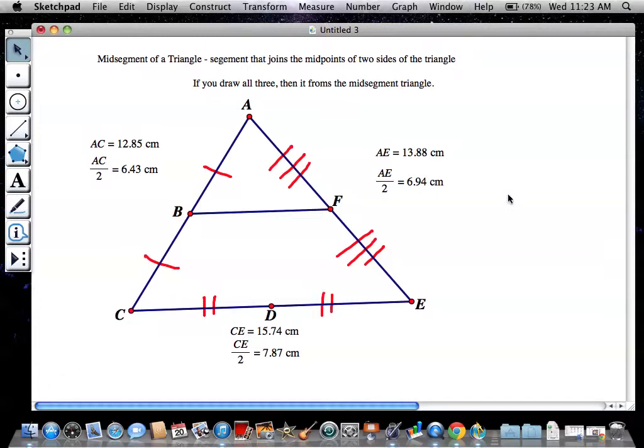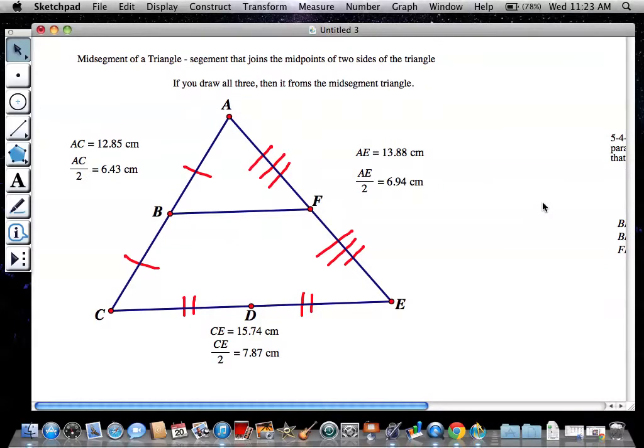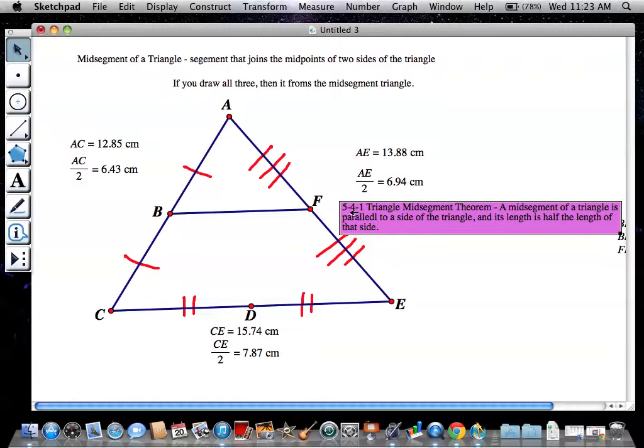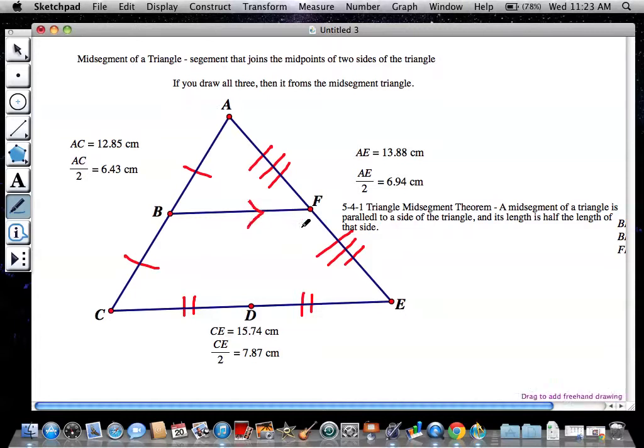Okay, the theorem for the triangle midsegment says that a midsegment of a triangle is parallel to a side of the triangle, and its length is half of that side. So, when I draw the midsegment, that means BF is parallel to CE. And since it's the midsegment, then BF is equal to half of CE.